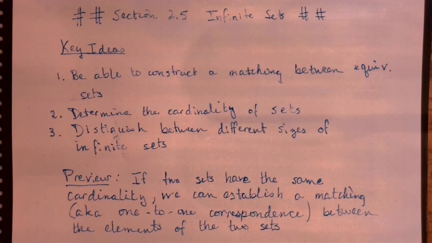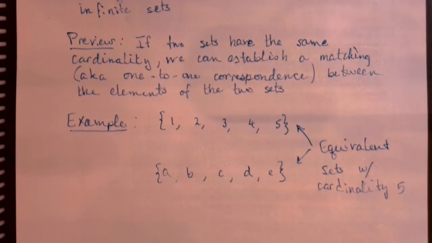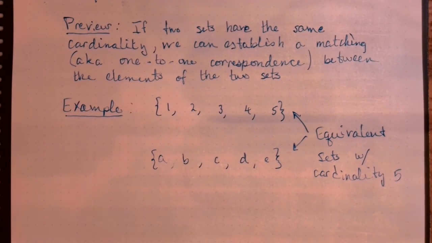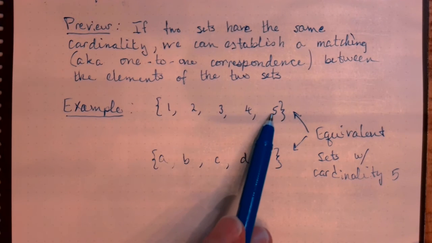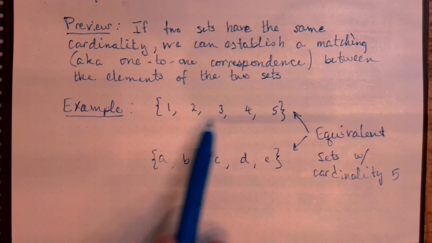Okay, so here's the basic premise. If two sets have the same cardinality, we can establish a one-to-one correspondence or matching between the elements of the two sets. And this goes the other way too. If we can establish a matching between the elements, then the sets must have the same cardinality. It's very easy to understand with finite sets. These two sets are equivalent. You remember that concept from a previous video.